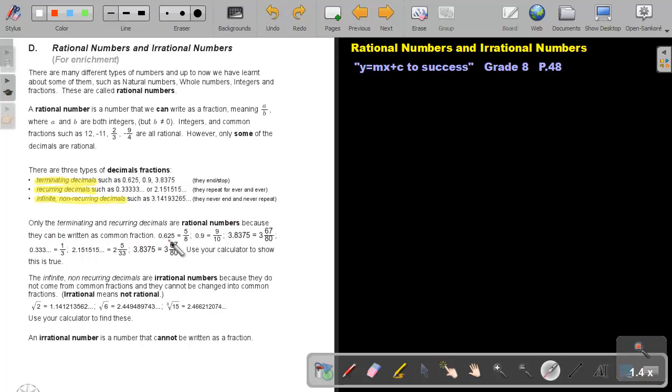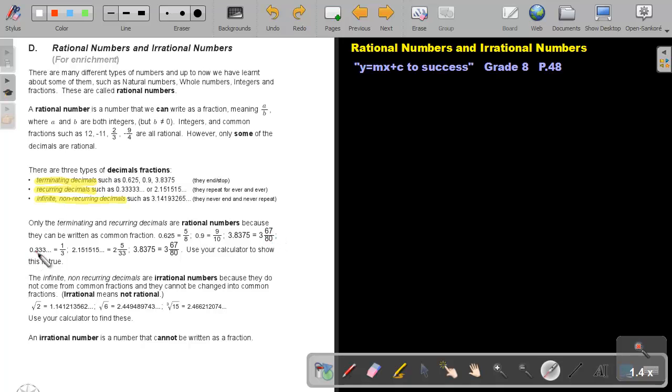Like 0.625, you can just say 625 over 1,000, simplify it to 5 over 8. 0.9, which is 9 over 10. 3.8375, you can say 8375 over 10,000, and it will simplify to 3 and 67 over 80.